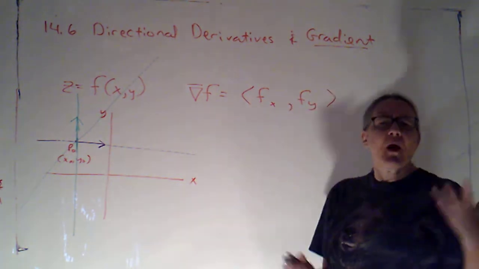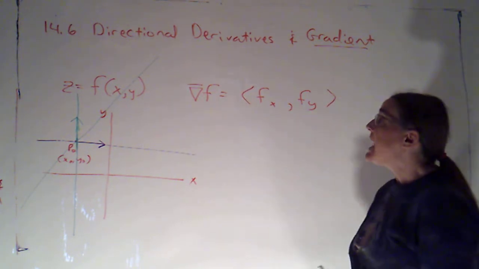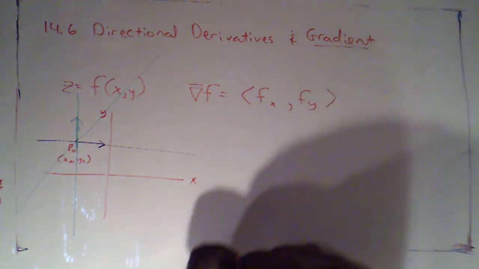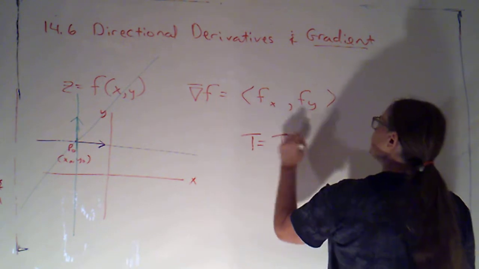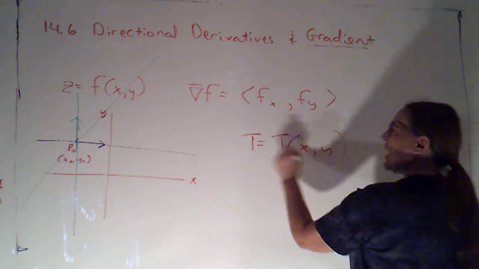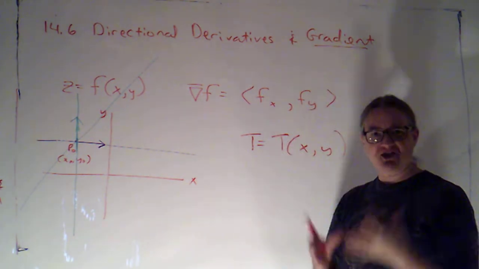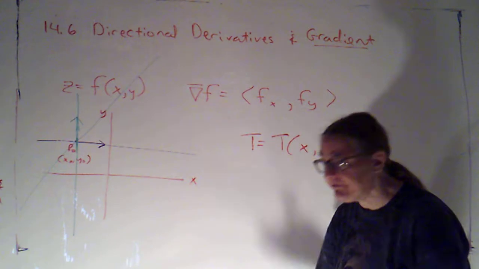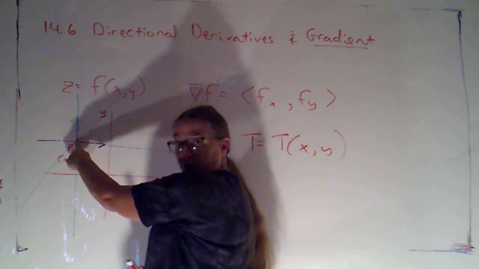Now, why might this be useful? Well, let's think of a couple examples. Let's suppose that I've got temperature is a function of x and y, so that the output of my function isn't a spatial dimension, it's not a height, it's the temperature. We've got a heated floor, okay? And I'm standing here and my feet are cold.